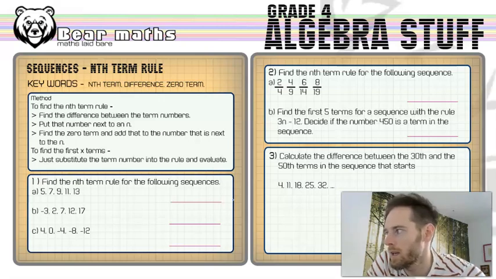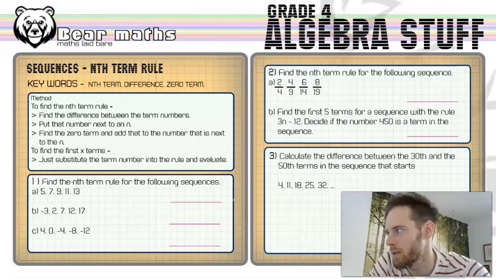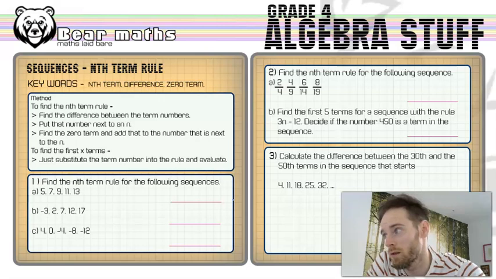And then the second method I've got here is to find the first x terms. So find the first certain number of terms. It could be 5 terms, could be 8 terms, could be 3 terms. Find the first some amount of terms, please. That's what they're going to ask you. Now, just substitute the term number into the rule and then evaluate. That's a simple one.